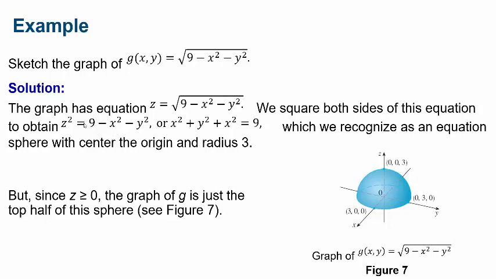Then I'm going to move the variables all over to one side. So I have x squared plus y squared, a little bit of a typo here, plus z squared is equal to 9. Sorry, that's a little bit of a typo. We recognize this as the equation of a sphere with the center at the origin and radius 3, because this is r squared. But since z is greater than or equal to 0, like you can't take the square root and get a negative, the graph of g is just the top half of the sphere.